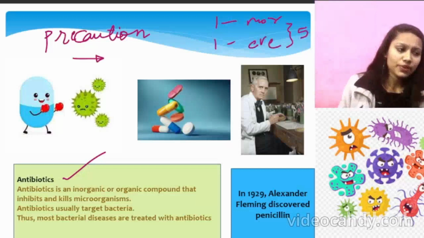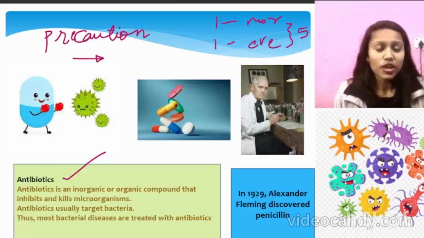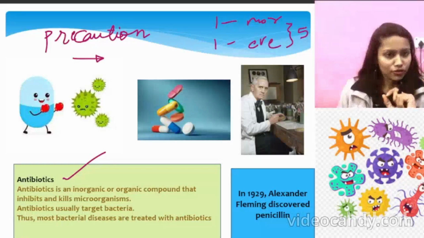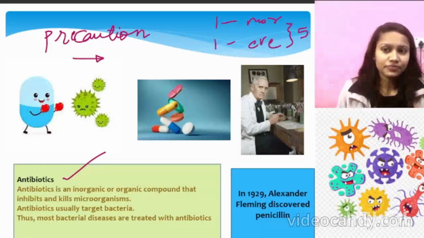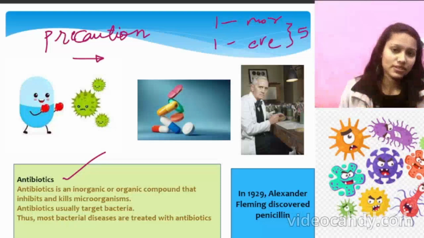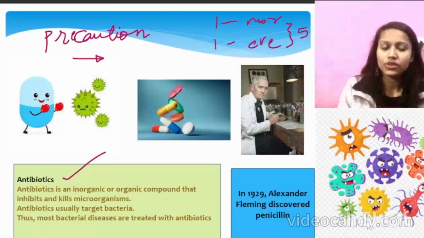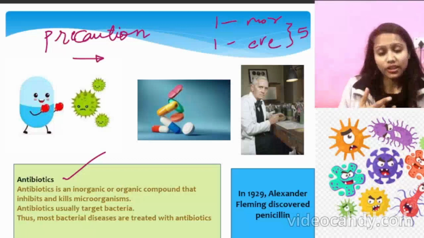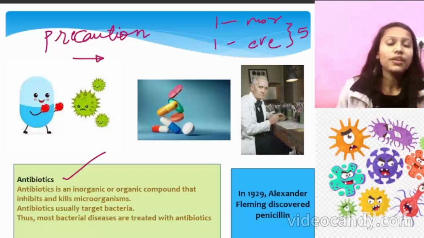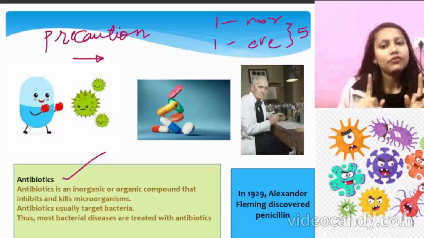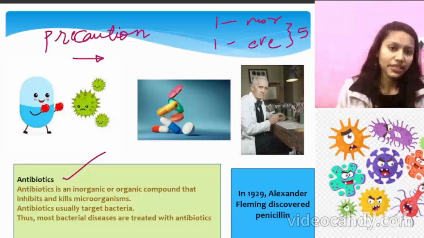But just assume that you feel good in 2 to 3 days only, and then you stop taking the medicine. Then what will happen? These kinds of bacteria are very smart. They will develop resistance. Next time when the same attack happens to that person, if you take the antibiotic, it will not be able to treat you. It will not be able to cure you, because the bacteria that invaded your body will develop resistance if you do not complete the course.